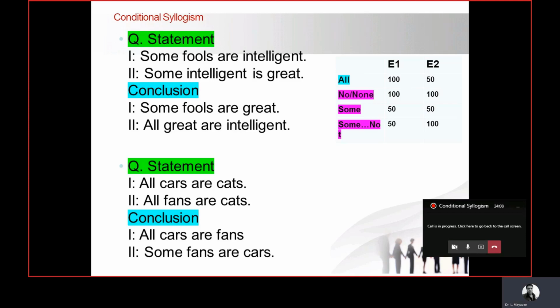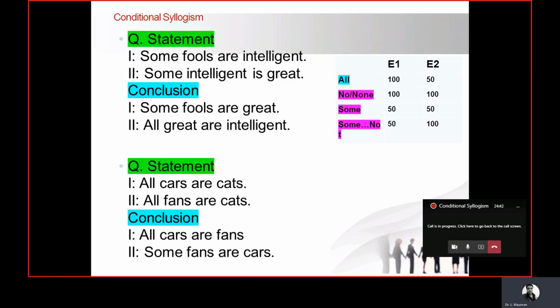And the elements given, the first conclusion is fools and great. These are the two elements. For the fools 50 and great also 50. And what is the value given in the statement for some fools are intelligent? Fools, it is 50. So equal proportions. How about the great? Some. That's also some. So that is equal proportions. Equally, it is equal, both income and expense. So it can be a valid conclusion.